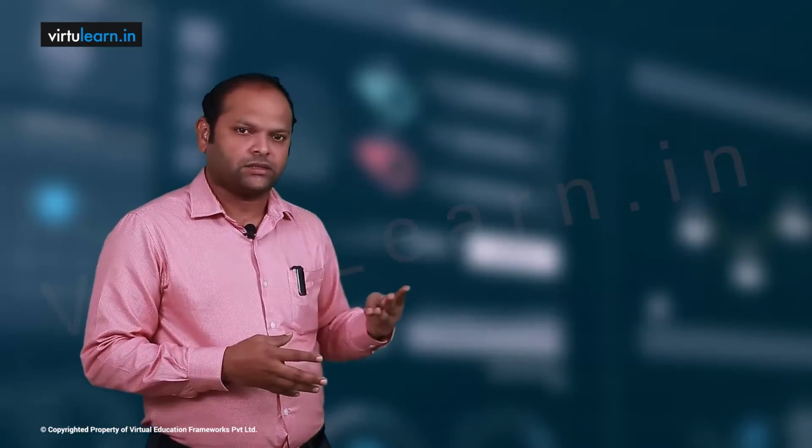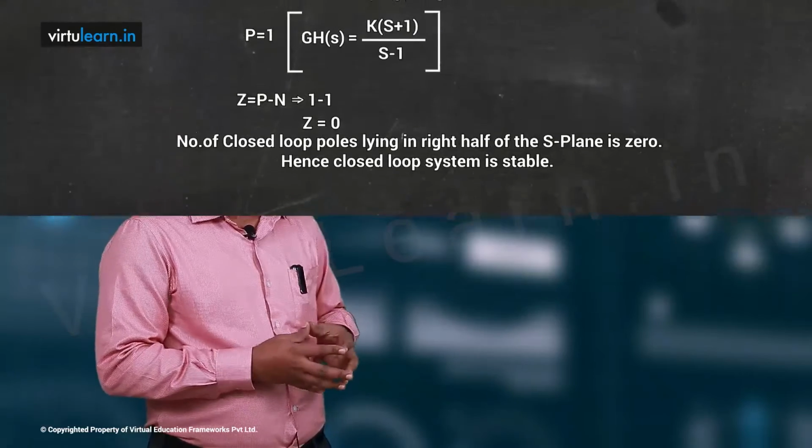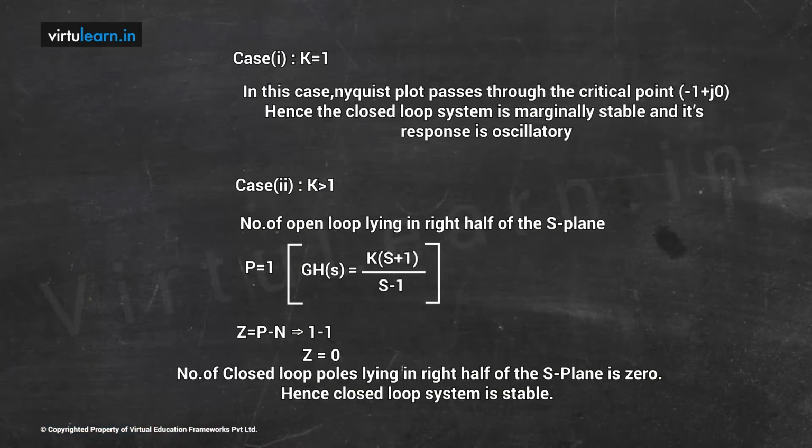Minus K plus j0. Again we take 3 cases. The first case, I want to take K is 1. When K is 1, the intersecting point is the critical point, minus 1 plus j0. So since my Nyquist plot is passing through minus 1 plus j0, the closed loop system is marginally stable or critically stable. The system response will be oscillatory.